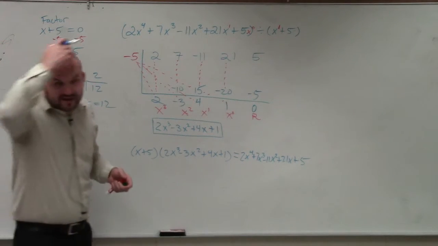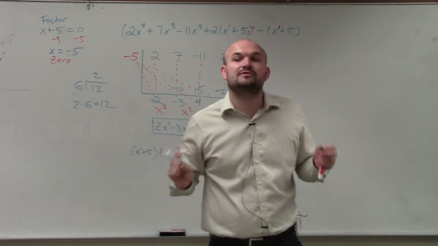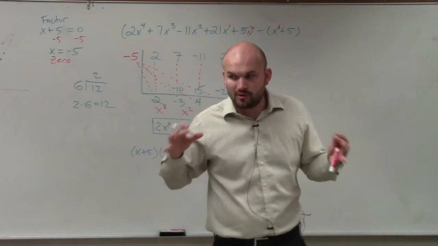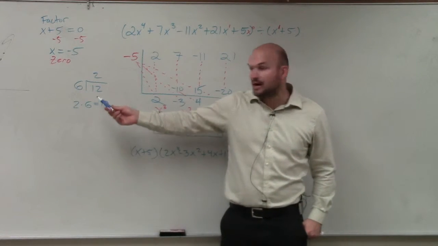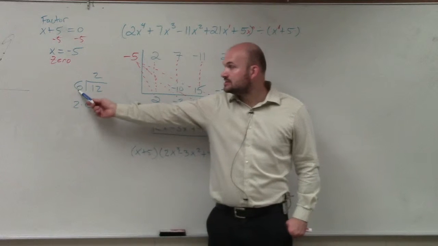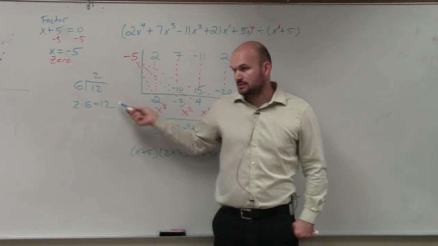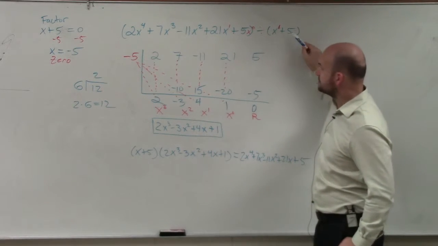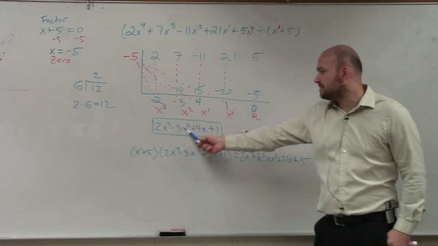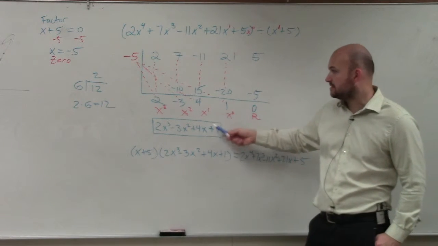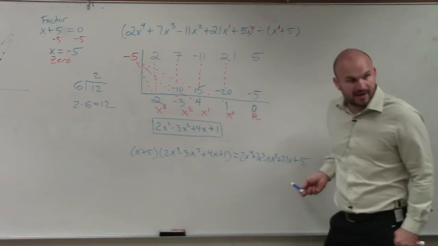Now, if I could have everybody's really close attention, because this is really something I want to hit on. That's really important, Santana. Everybody seems to have no problem with division with numbers. 6 divides into 12 2 times. 2 times 6 equals 12. Correct? X plus 5 divides into this 2x cubed minus 3x squared plus 4x plus 1 times. This times that equals your polynomial, right?